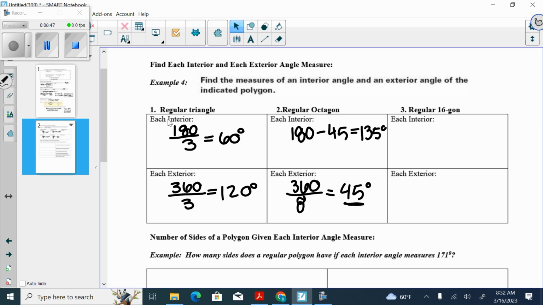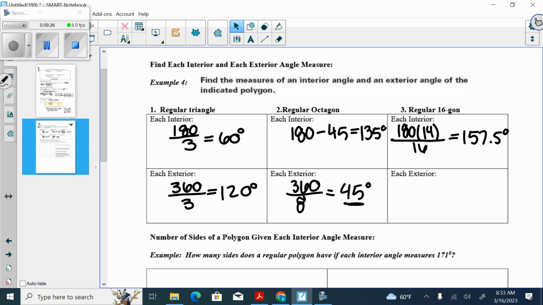All right, here it says we have a regular 16-gon. So it's got 16 sides. If you started with the interior this time, I would have to do 180 times 14 divided by 16. Okay, and what do we get there? Good.